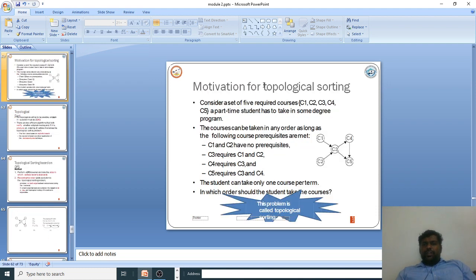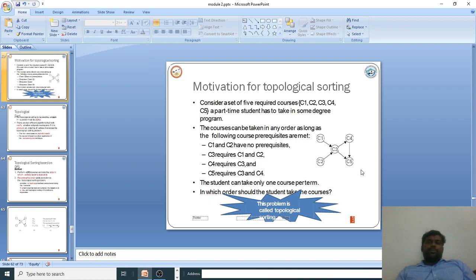Now, what is the motivation? Consider a set of five required courses C1, C2, C3, C4, C5, where a part-time student has to take some degree program. The courses can be taken in any order as long as the following course prerequisites are met. C1 and C2 have no prerequisites. C3 requires C1 and C2, whereas C4 requires C3 and C5 requires C3. The student can take only one course per term. In which order should the student take the courses?